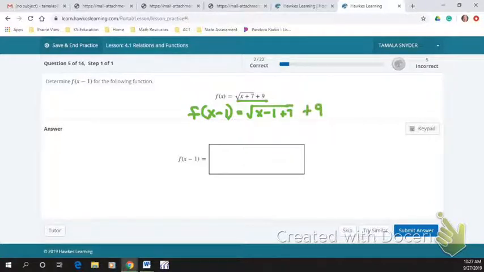Does that make sense, Alexis? Yes. Okay. Do we have to put it in parentheses? No. But you do want to simplify. Okay, so inside that square root, I can simplify these two. What is negative 1 plus 7? 6. So my final answer is the square root of x plus 6 with the 9 out here. Notice the 9 is outside the square root. So that's what your answer would look like when you typed it in.